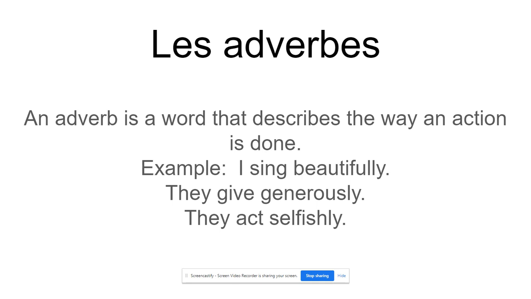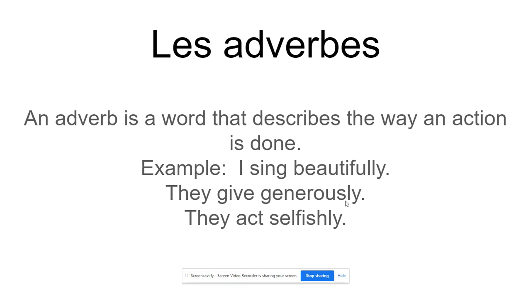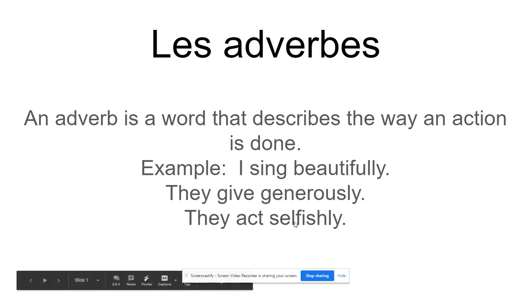So very much like an adjective describes a person or a thing, an adverb describes a verb and the way the action of the verb is performed. A few examples. I sing beautifully. They give generously and they act selfishly. So let's take a look at this. I sing beautifully. Well, beautifully describes the way I sing. They give generously. Generously describes the way they give. And they act selfishly. Selfishly describes the way that they act.